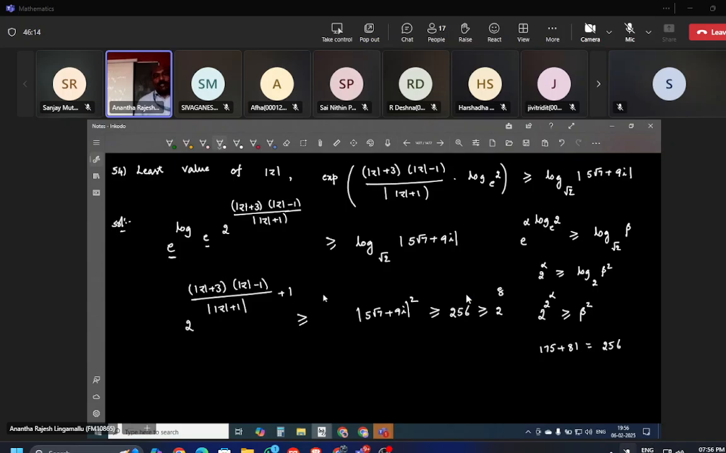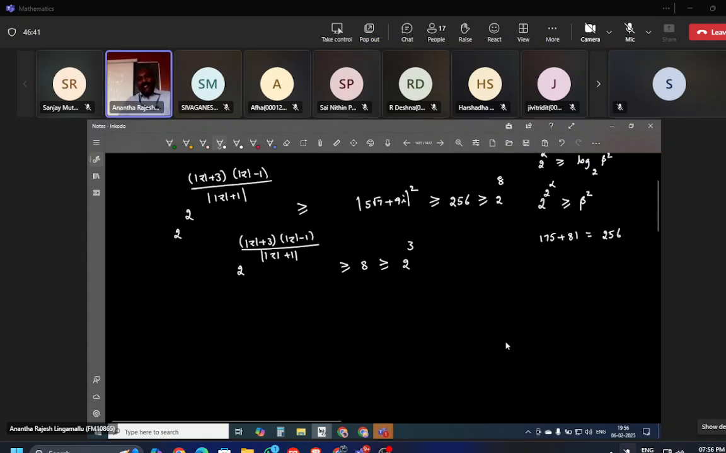Please say yes or no. Now this is actually 2 power alpha, no? 2 power alpha greater than 2 power 8 means what? 2 power alpha by mod z plus 1 must be greater than or equal to 8, right? That means this is greater than or equal to 2 power 3.